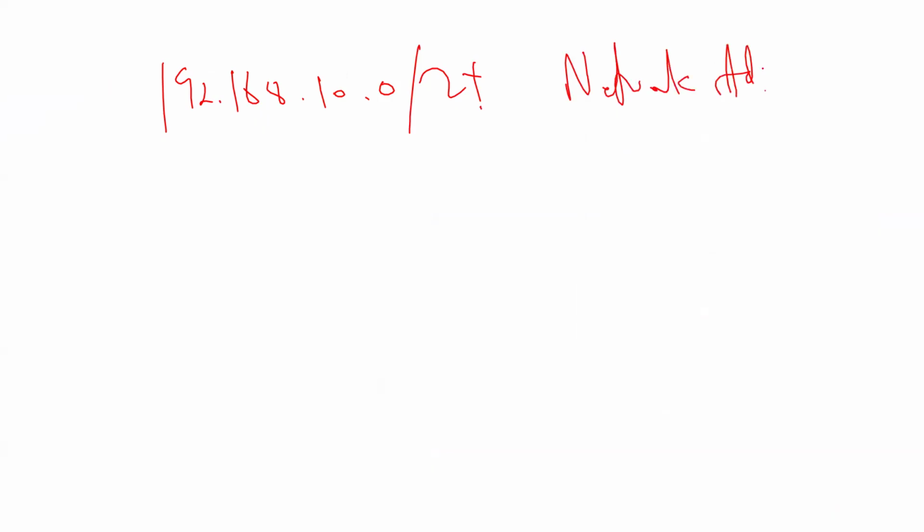Right. So provided I have 192.168.10.0/24, this is my network address. Why is it the network address? Because the 24 bits here correspond to 8, 16, 24, meaning this is my network portion. Then the rest is my host portion. This is my network address.